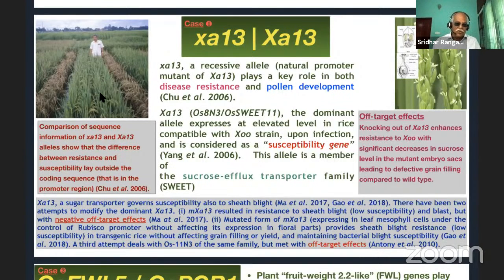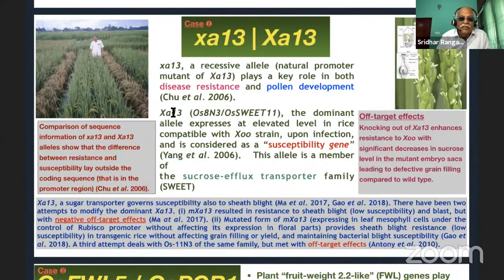You can see here, this is also one of my plots at CRRI. This is a susceptible check row, and this line carries the XA13 alone. The person who is standing there is an experienced field assistant. We owe a lot to his hard work for laying out the fields and other things. We salute such technical persons indeed.